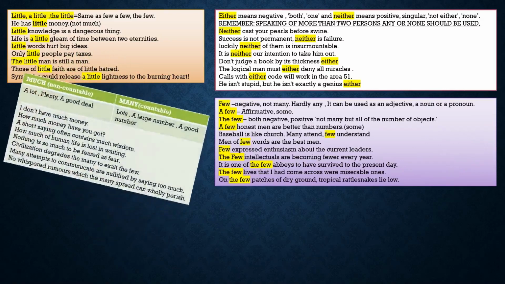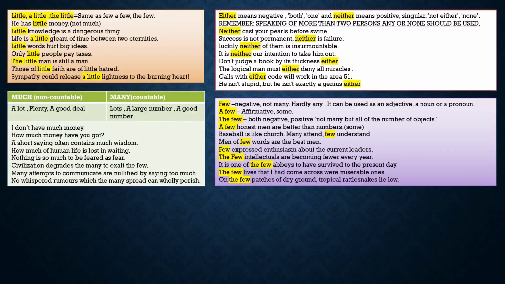Much, which is non-countable in nature, and many, countable in nature. Much is used as non-countable, means a lot, plenty, a good deal. While on the other hand, many, which is countable, means lots, a large number, a good number. Some of the examples are: I don't have much money. How much money have you got?